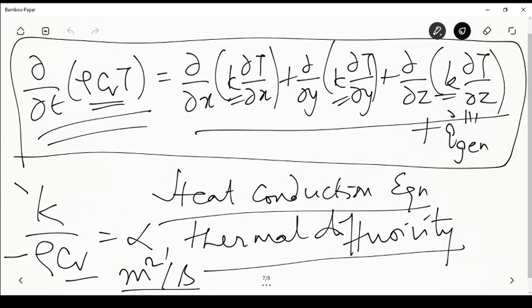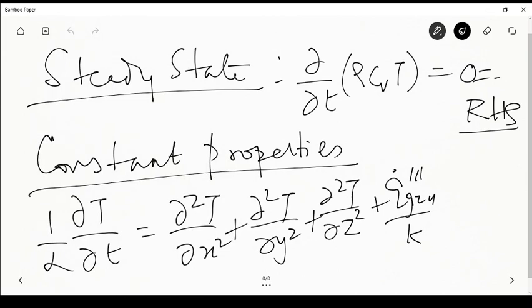Now on this, if I look at the steady state assumption, then again this term will disappear. So you will get a Poisson equation, if I'm pronouncing it correctly. So it's del square T by del x square plus del square T by del y square plus del square T by del z square would be equal to a constant, which is q dot triple prime gen by k. So that's a three-dimensional heat conduction equation with heat generation at steady state. That is a second simplification that one can look at.